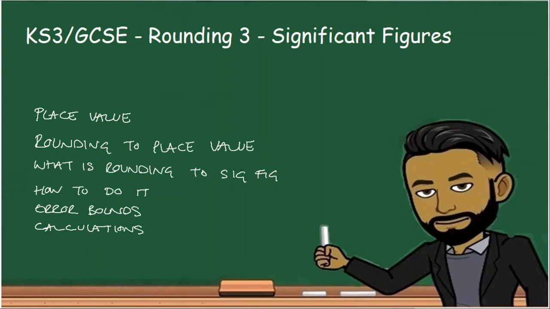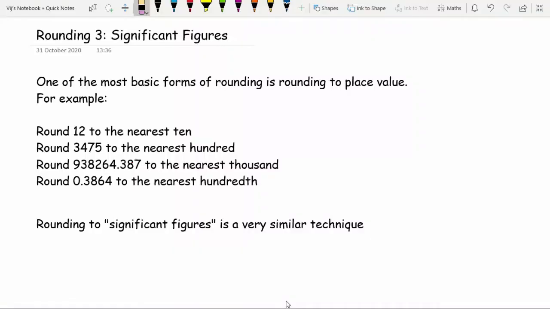So in our third video on rounding, we're looking at significant figures. In this video we're going to go over what is meant by place value, rounding to place value, what is rounding to significant figures, the method around rounding numbers to significant figures, error bounds, and using significant figures once you've calculated an answer.